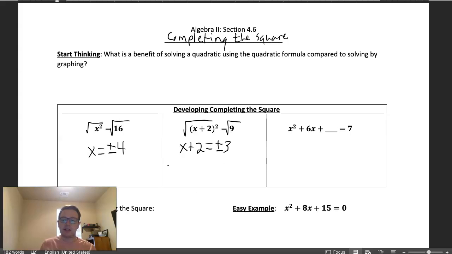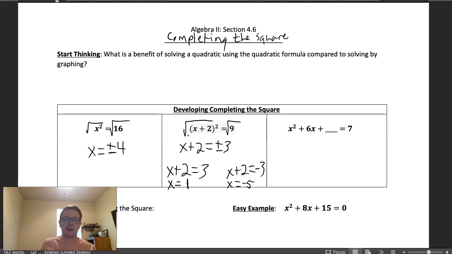From here we could split this up, so we could say x plus 2 is equal to positive 3, and x plus 2 could be equal to negative 3, and then substitute these back in, or continue solving for these. So we could say subtract 2, this would get us to x is equal to 1, or we subtract 2 and we say x is equal to minus 5. And those would be our two answers here.